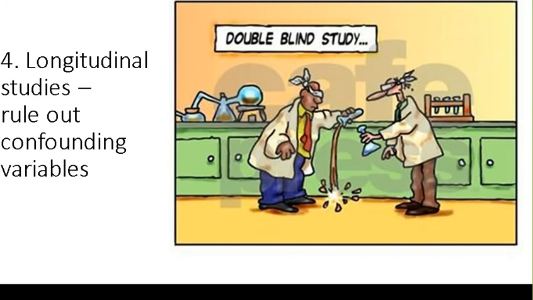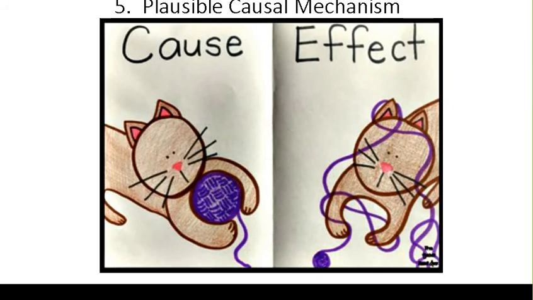You should be able to rule out confounding variables. Now we've mentioned a little bit about confounding variables, but we'll take a deeper look here as well. And you should finally be able to explain why the cause creates the effect.